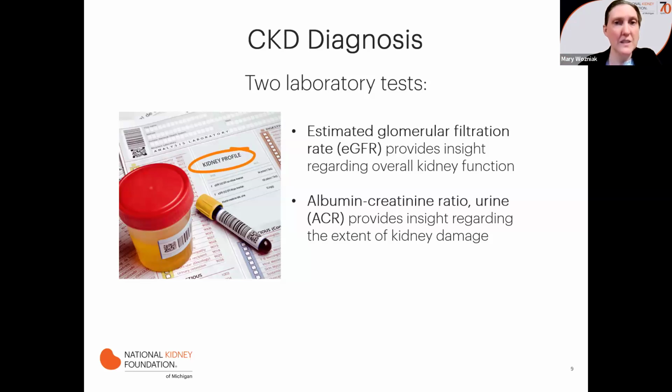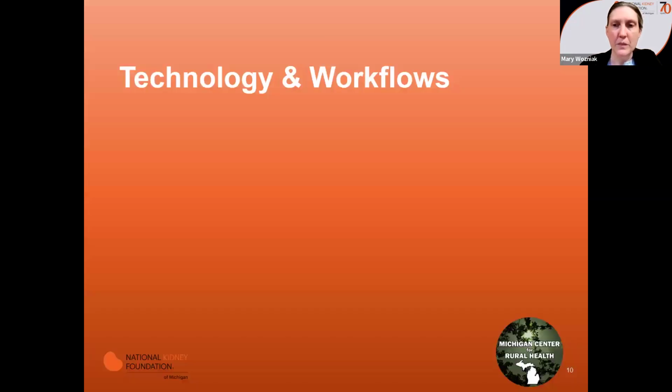So once that drops below 60, that's really when you're approaching stage 3A, and that becomes much more of a concern for your overall health. And the second is the albumin to creatinine ratio, which if there's albumin, that's a kind of protein, if that's spilling into the urine, that can be a sign of early kidney damage. So again, I'm not going to spend too much time on here, but just wanted to level set about the two tests for CKD. Because we're going to be talking all about the technology and workflows that can go into supporting better screening for your patients who are at risk of kidney disease.